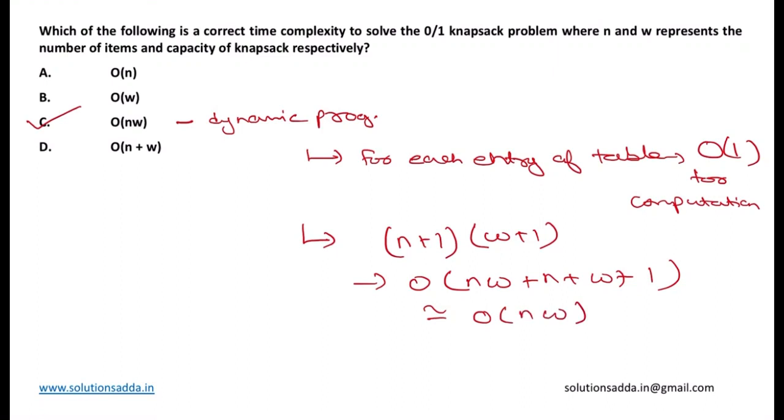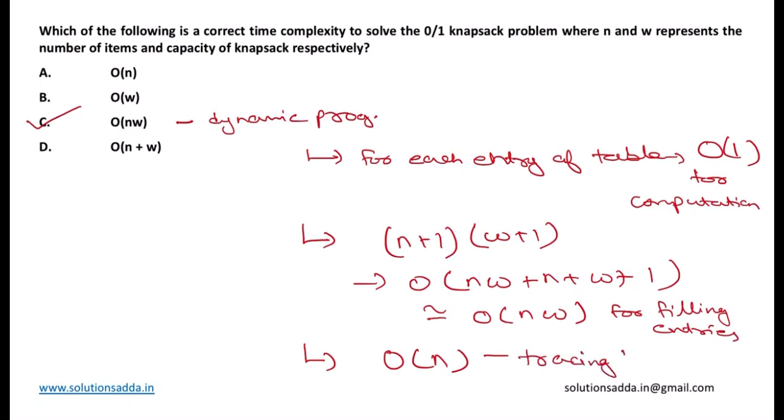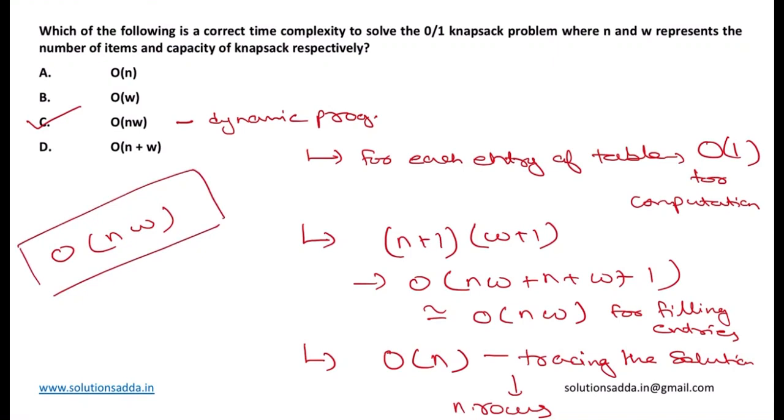for filling the entries. And then for tracing the solution, it takes order of n time since we need to trace the n rows. This is for filling entries. Order of n time for tracing the solution. Since we are tracing n rows. So basically overall order of nw time is required to solve 0-1 knapsack problem using the dynamic programming. Hence option C, that is order of NW is the correct answer.